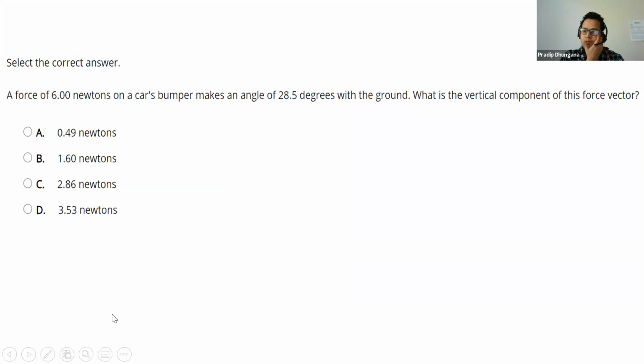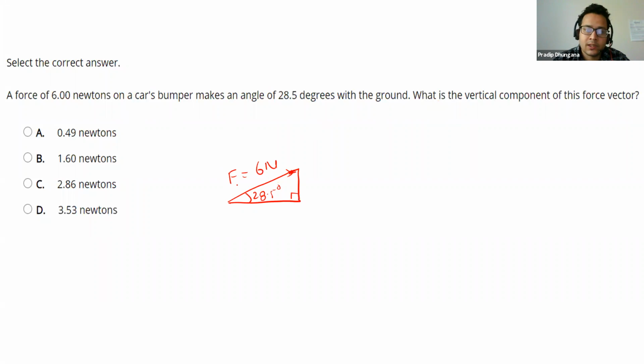Now let's use that concept and solve a problem. A force of 6 Newton on a car's bumper makes an angle of 28.5 degrees with the ground, and we have to find what is the vertical component of this force vector. Okay, let's do it. A force that is 6 Newton, and per Newton, I'll just write the short form, makes an angle of 28.5 degrees to the ground. This is the angle, 28.5 degrees.